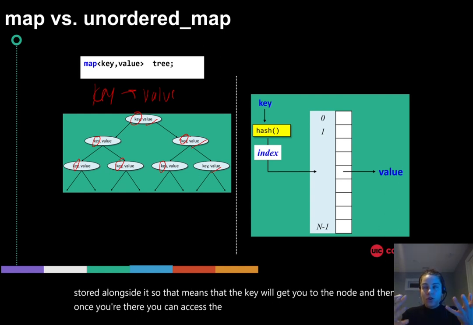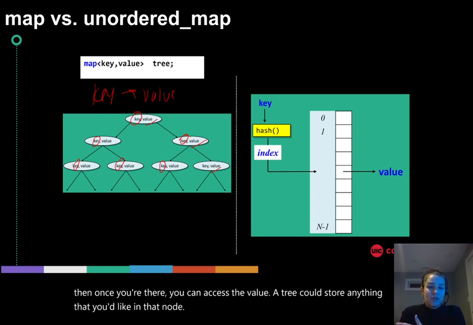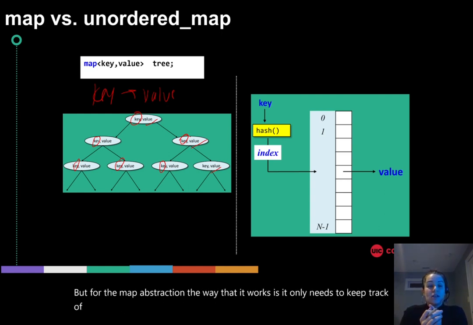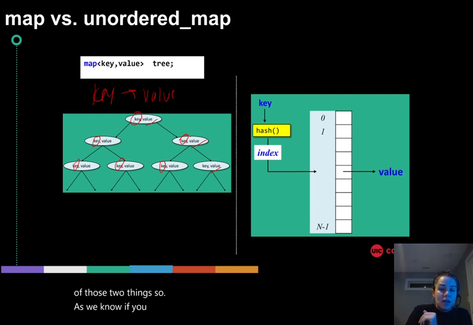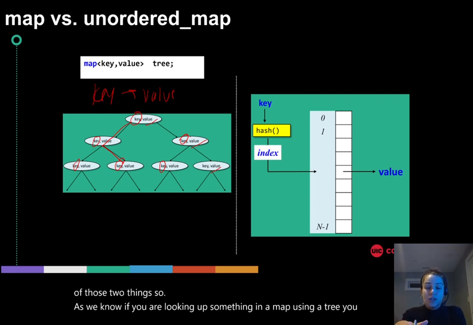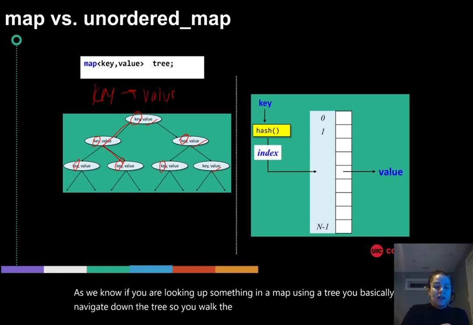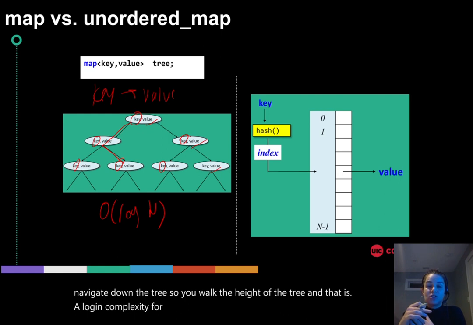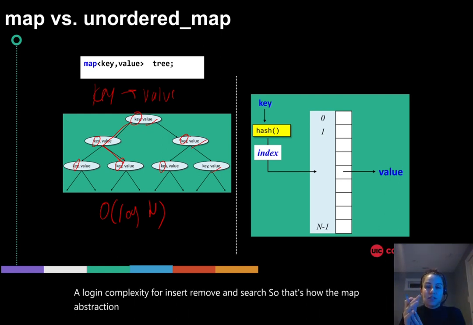A tree could store anything that you'd like in that node, but the map abstraction only needs to keep track of those two things. If you are looking up something in a map using a tree, you navigate down the tree, so you walk the height of the tree, and that is log n complexity for insert, remove, and search. So that's how the map container works in C++.